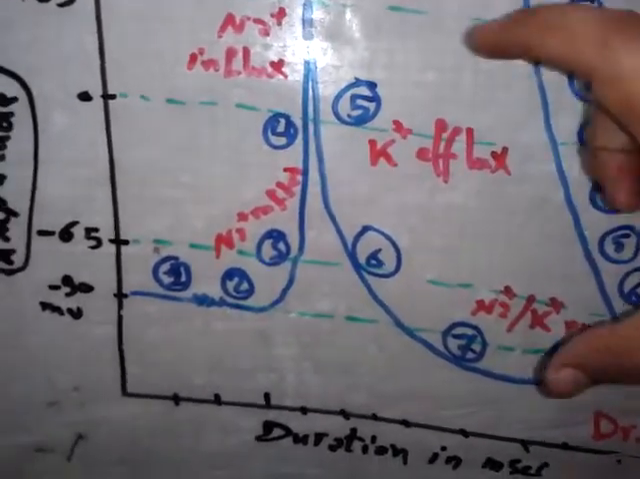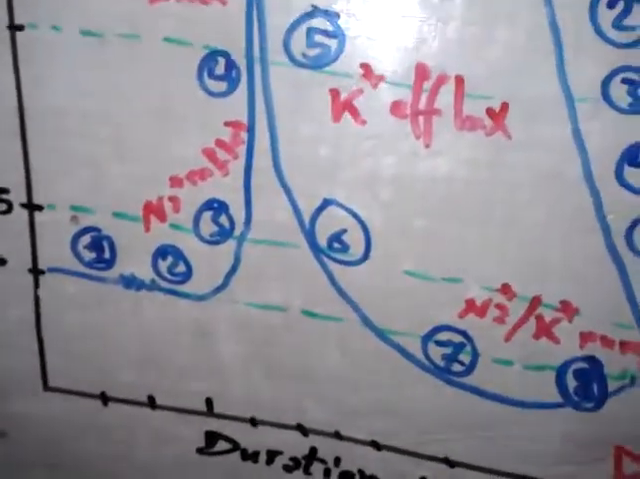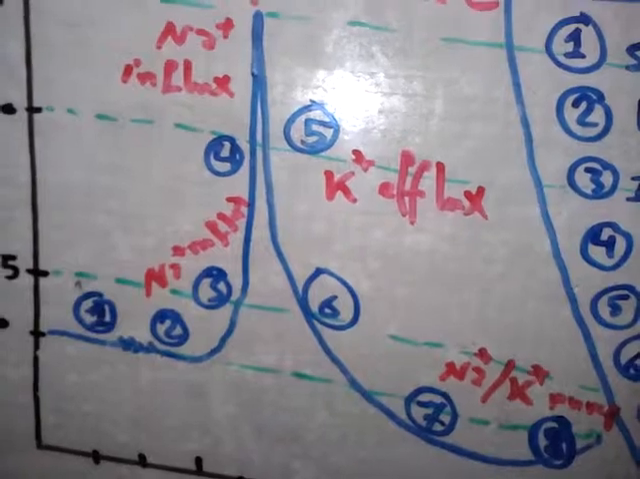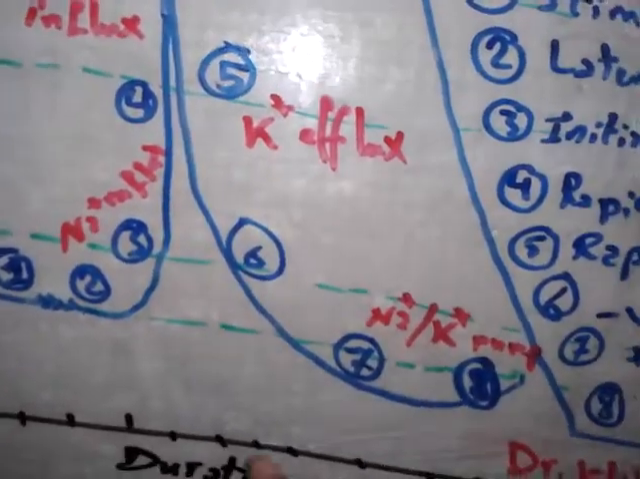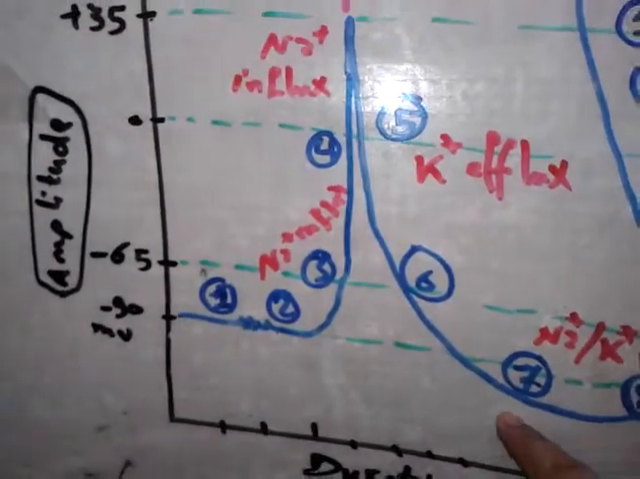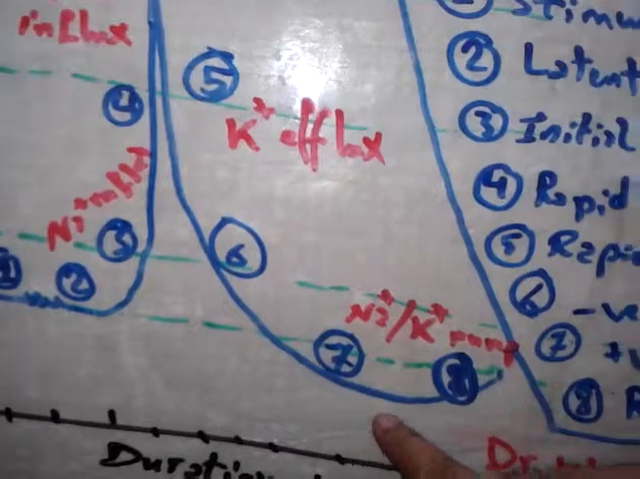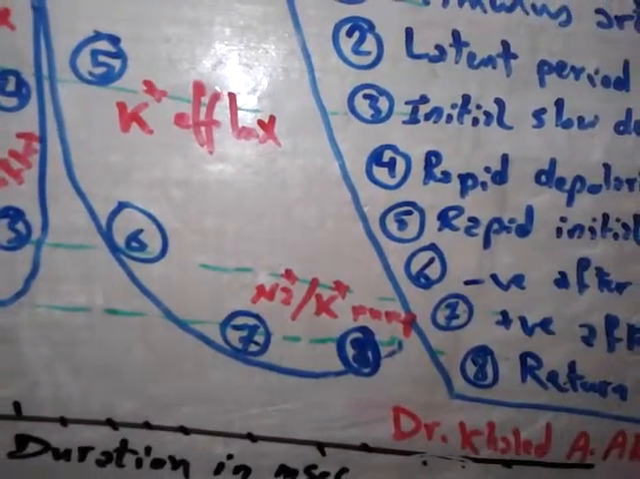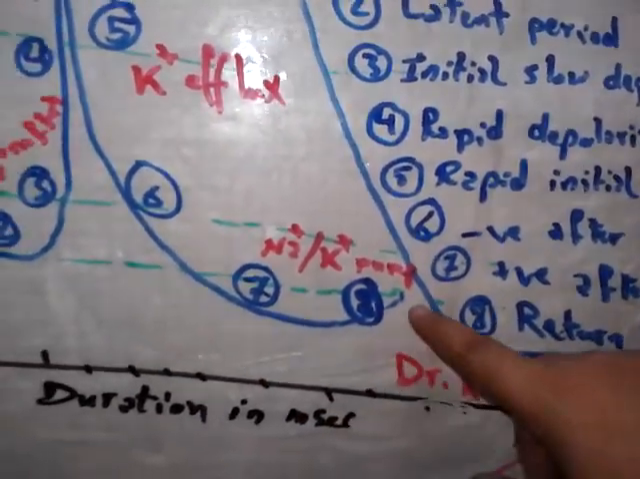Upon time, this concentration gradient decreases, causing slow repolarization. And as the potassium channels close slowly, with delayed closure, there is undershoot reaching minus 92 millivolt. Then, to return to the resting state, the sodium potassium pump acts, and is responsible to return this undershoot to the resting condition.